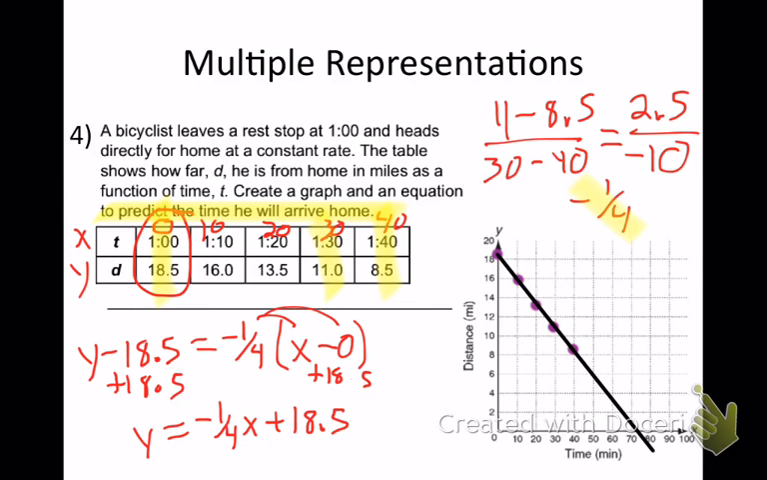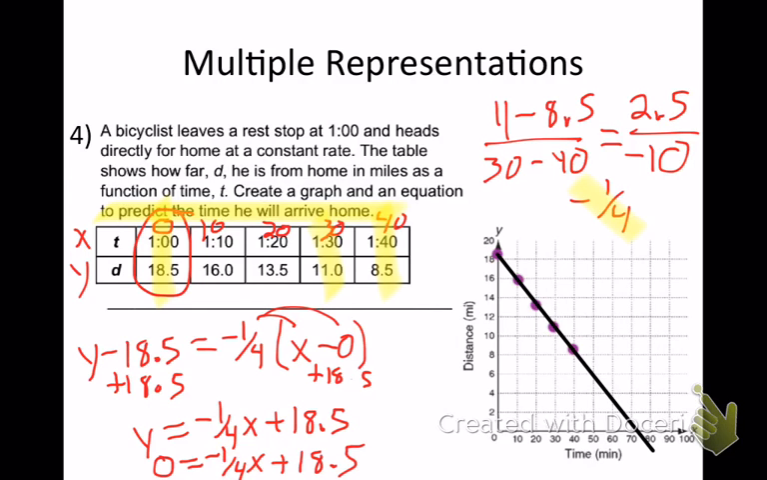Okay, so predict the time he will arrive home. What's my distance going to be when he is home? 40. Oh, wait. See how my distance is going down? Yeah. 0. What's my distance going to be when he gets home? 0. So when I plug it in here, I'm going to plug 0 in for y or x? 0 for y. So I'm going to say 0 equals negative 1/4 x plus 18.5.